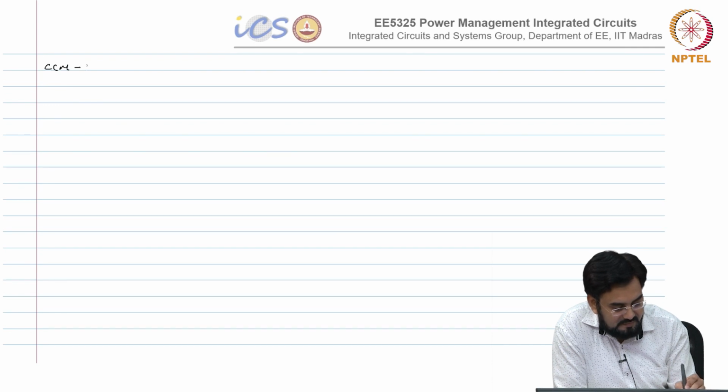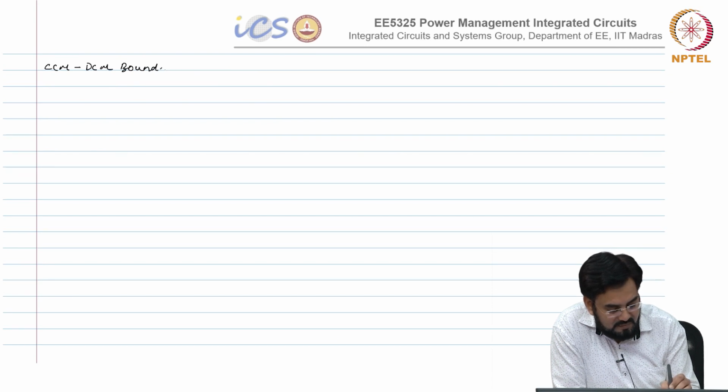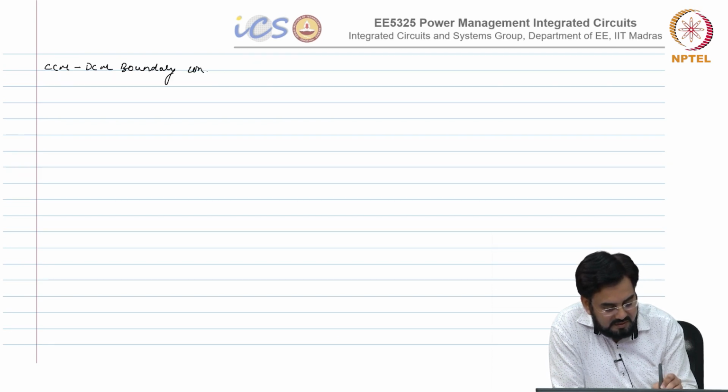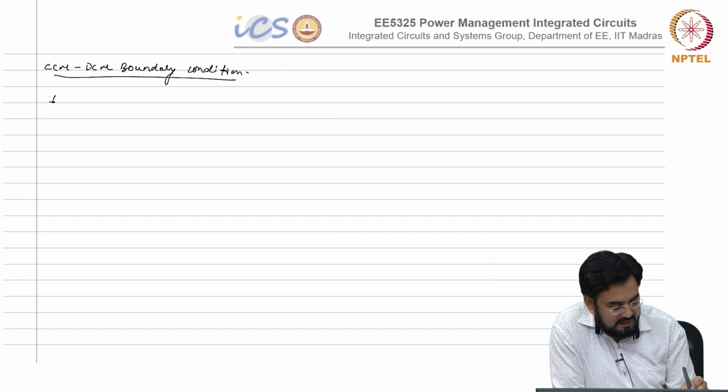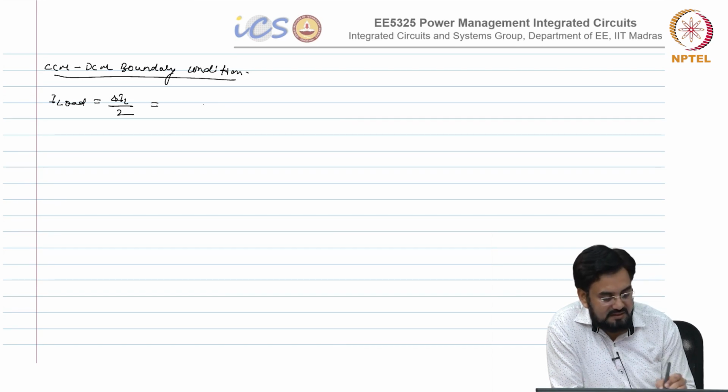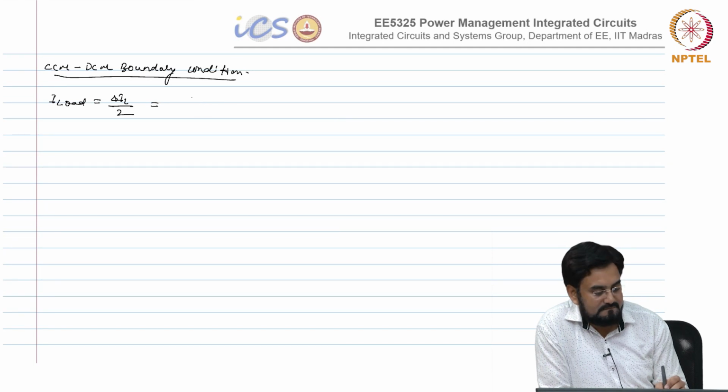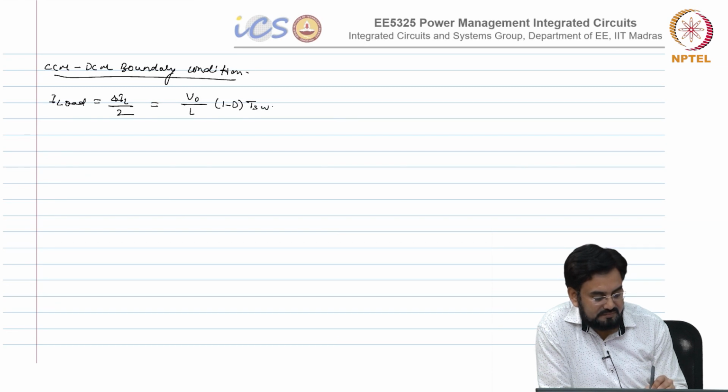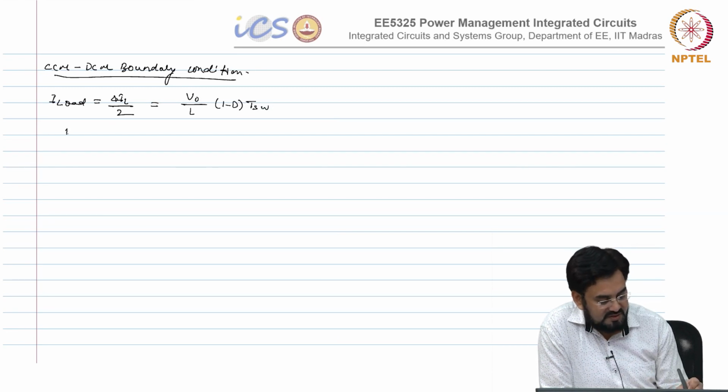CCM, DCM, boundary condition. So, we know that I load should be what? Delta I L by 2, and what is delta I L? Let us write in terms of V out only, over L, correct. So, what is 1 minus D?